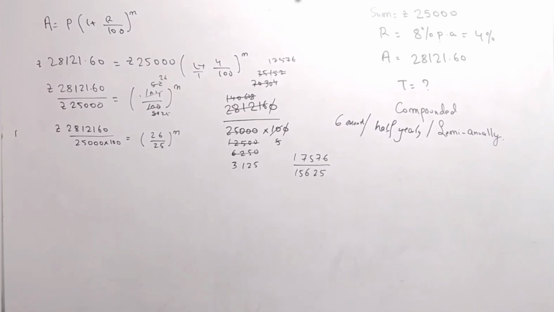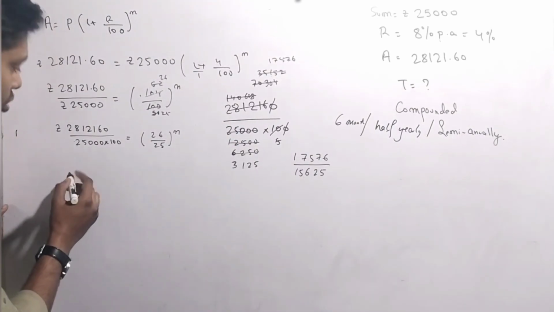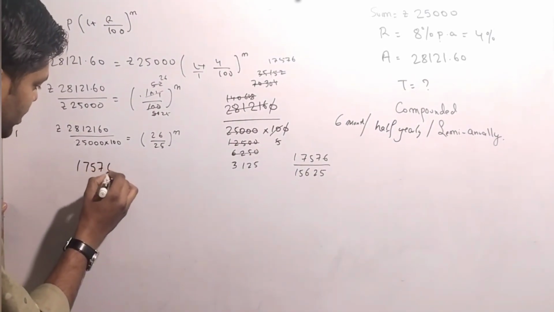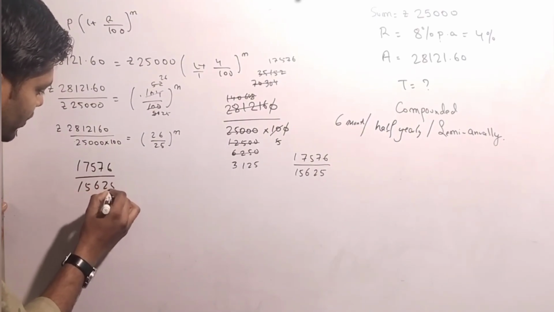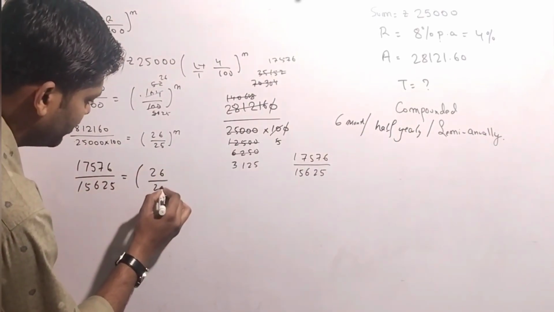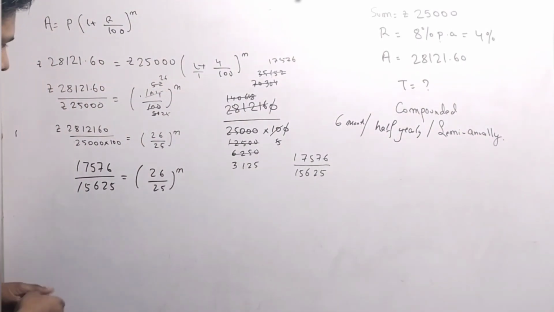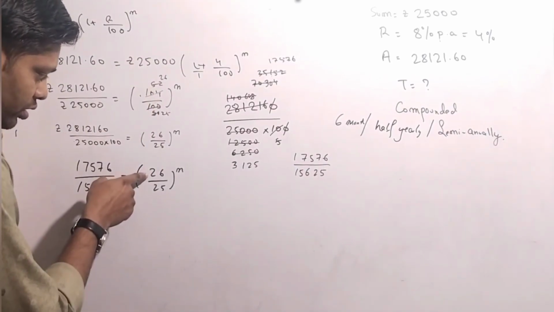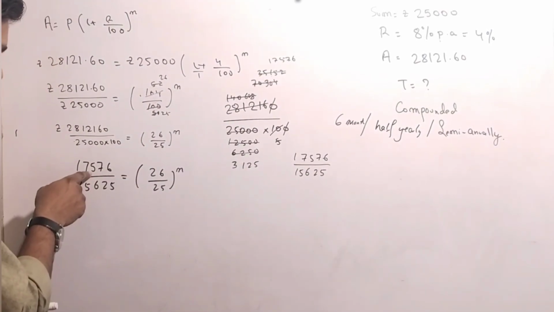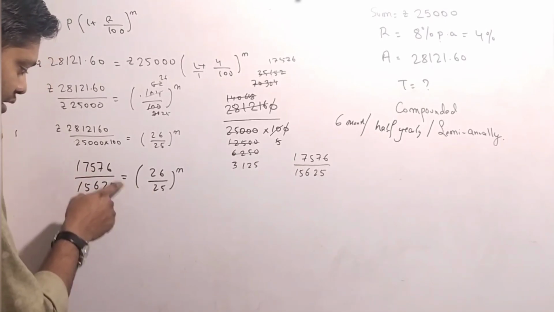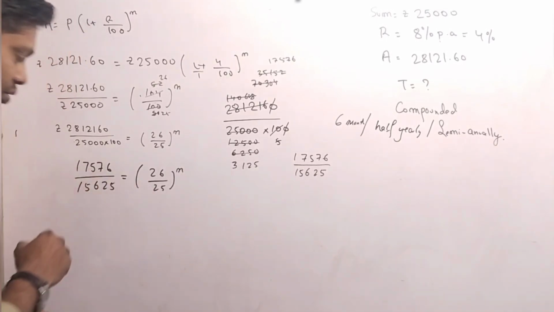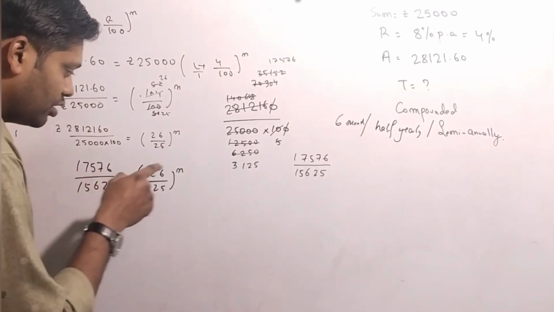Okay, now after this calculation we are going to get the answer. Now one small trick I will tell you, how to solve this with a big value. So instead of this I'm going to write 17576 by 15625 is equal to 26 by 25 to the power n. Whenever you are going to find the time period, remember one thing: after cancellation or before cancellation also, this top value will be here also. This 15625 is made of 25 only, and this 17576 is also made of 26 only.